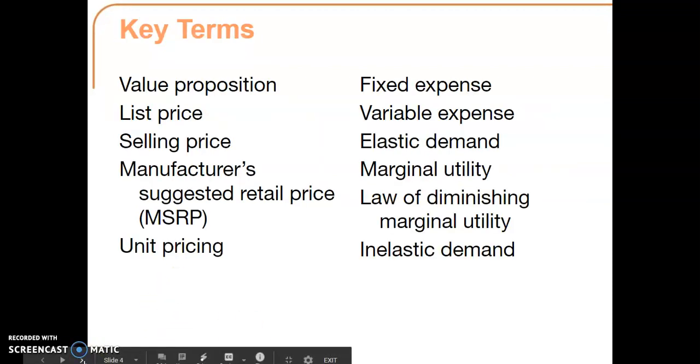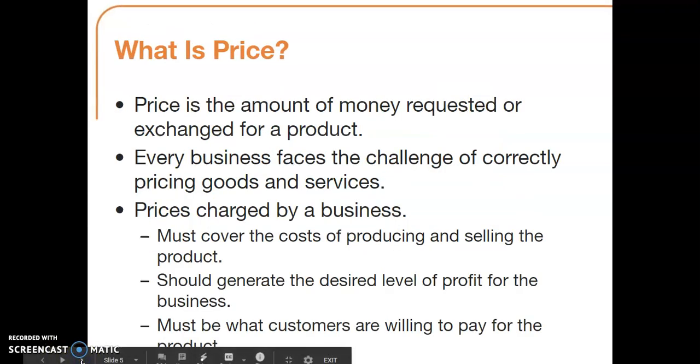Our key terms are value proposition, list price, selling price, manufacturer's suggested retail price, unit pricing, fixed expense, variable expense, elastic demand, marginal utility, law of diminishing marginal utility, and inelastic demand.